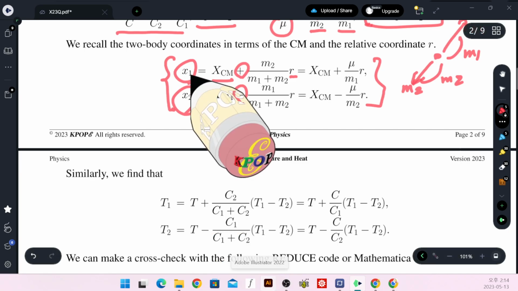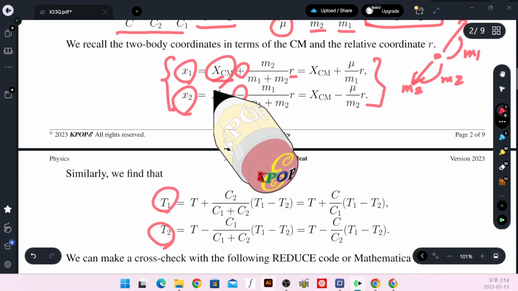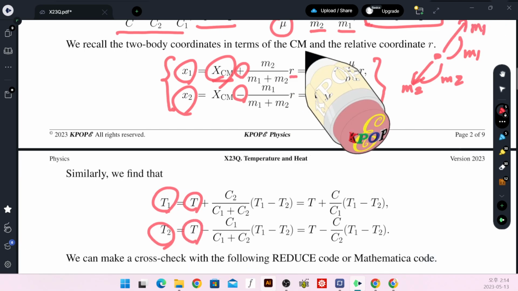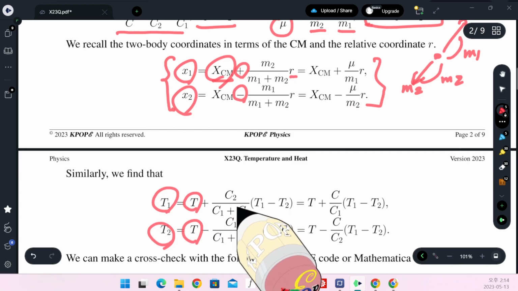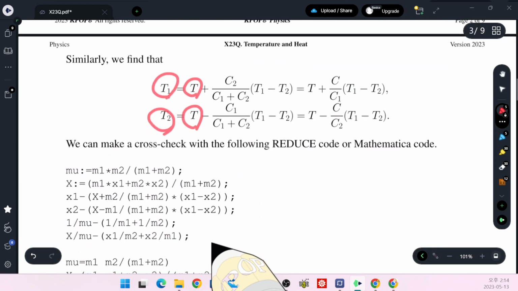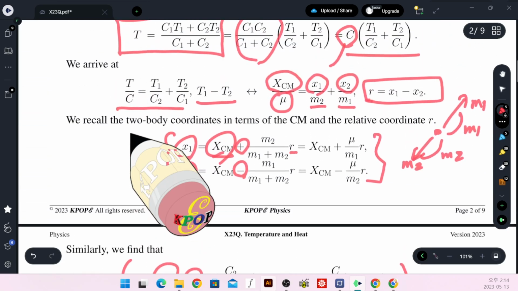Finally, replacing x with temperature, replacing the center of mass with the final temperature, and replacing masses with the heat capacities, keeping the sign the same, and we arrive at these formulas. So I hope you can enjoy this kind of way.